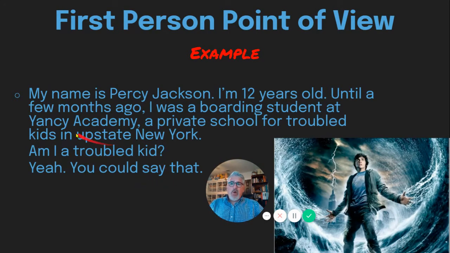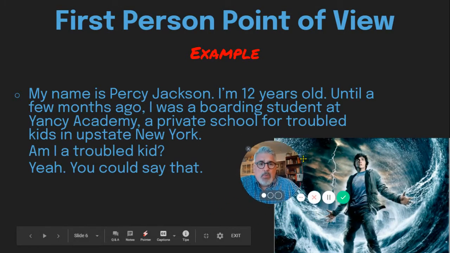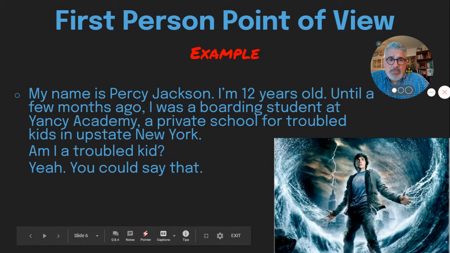You could say that. If you notice here, Percy Jackson started by stating his name. My name is Percy Jackson. I am 12 years old. I was a boarding student. Am I a troubled kid? So he's telling us that he's going to tell us the story from the first person point of view.